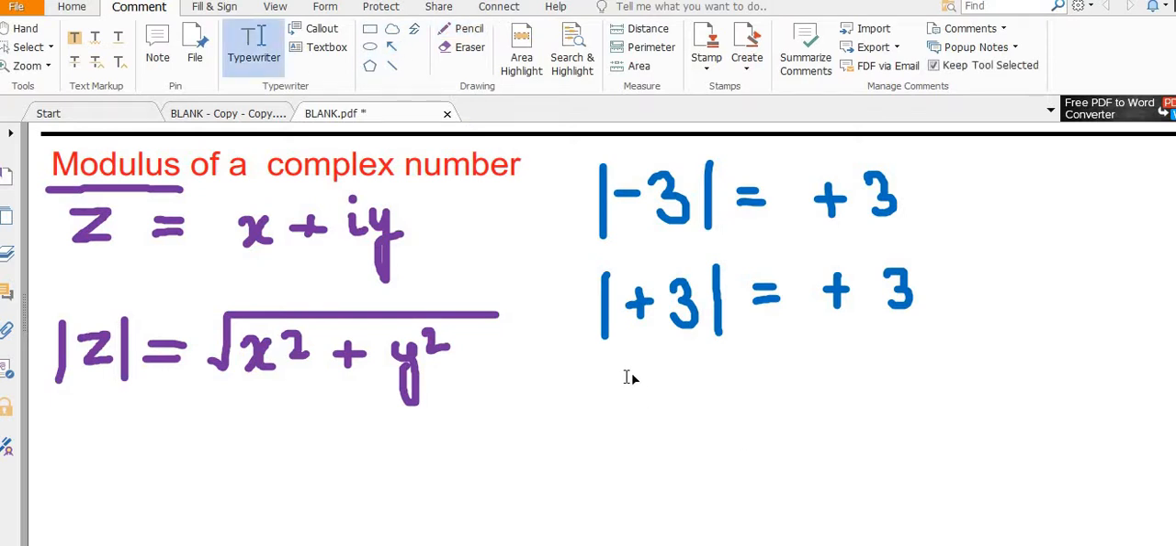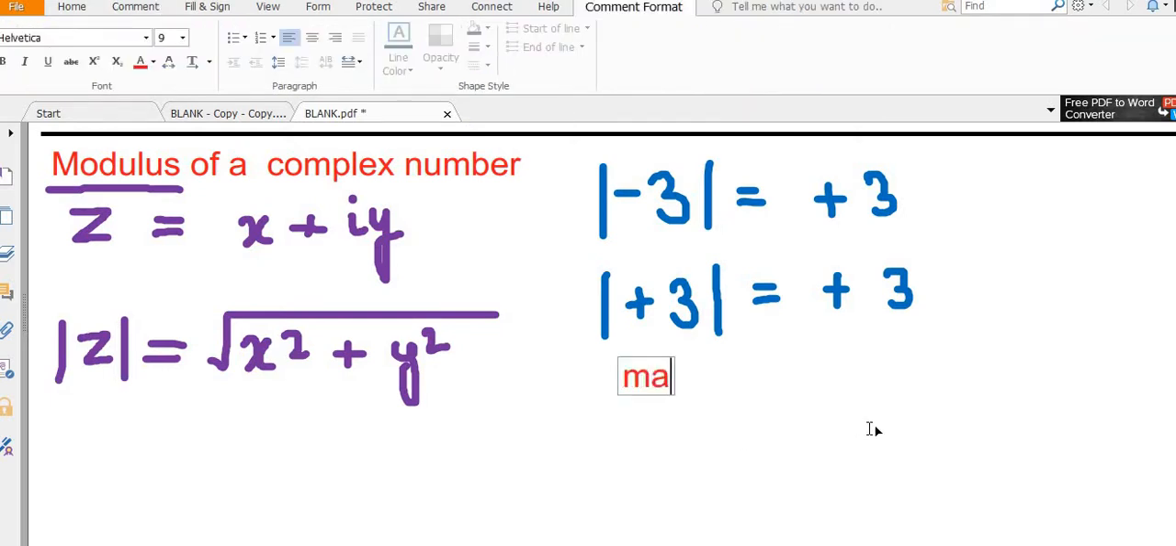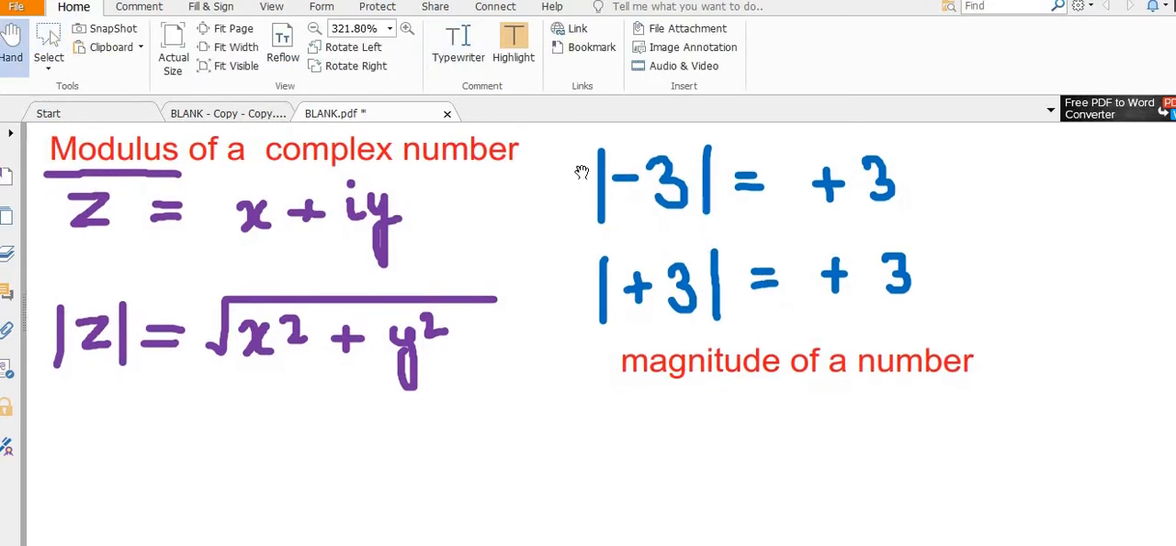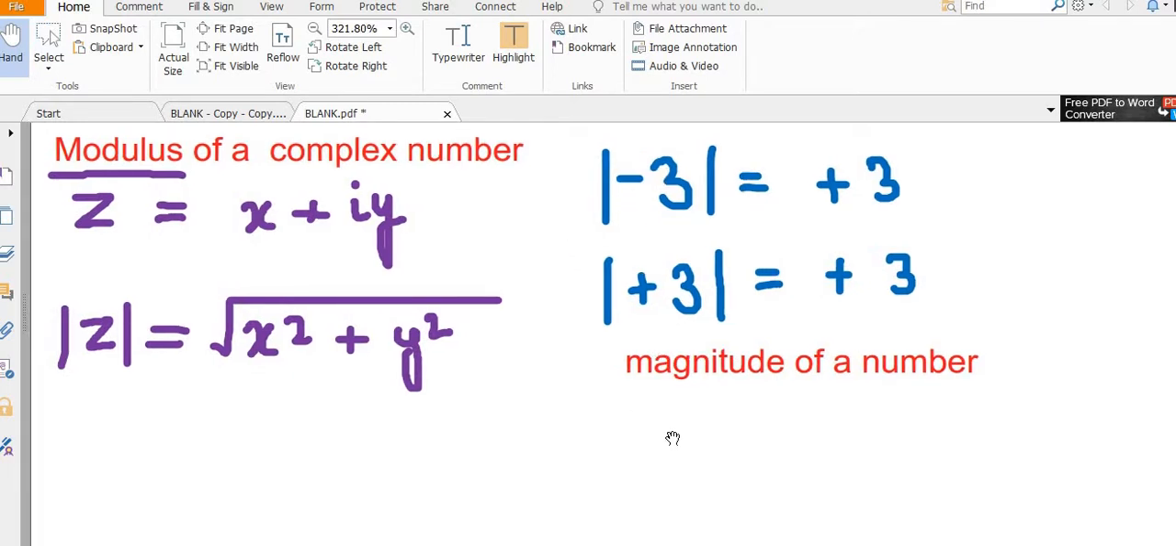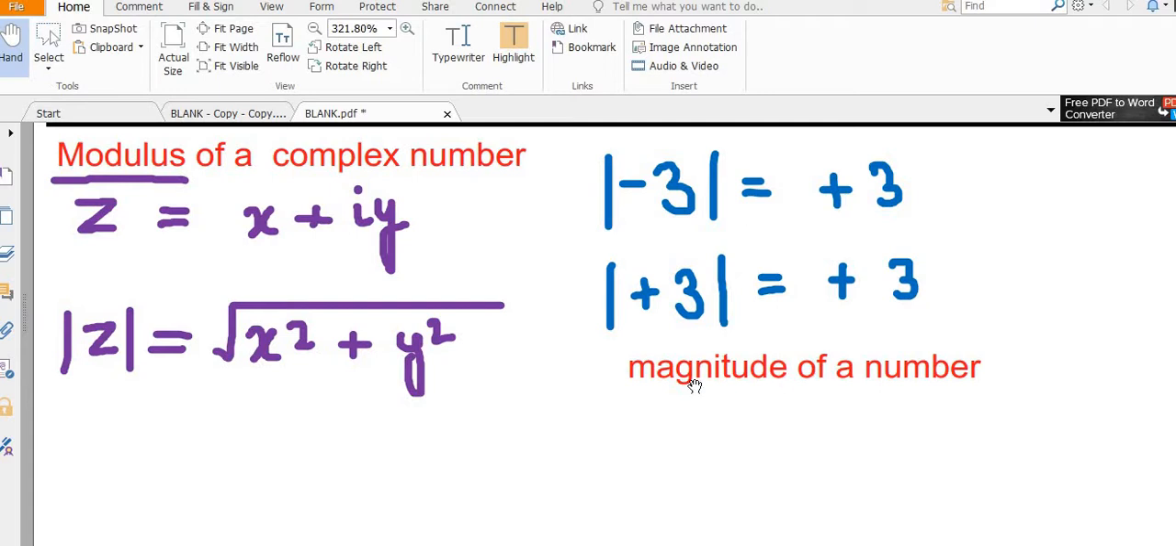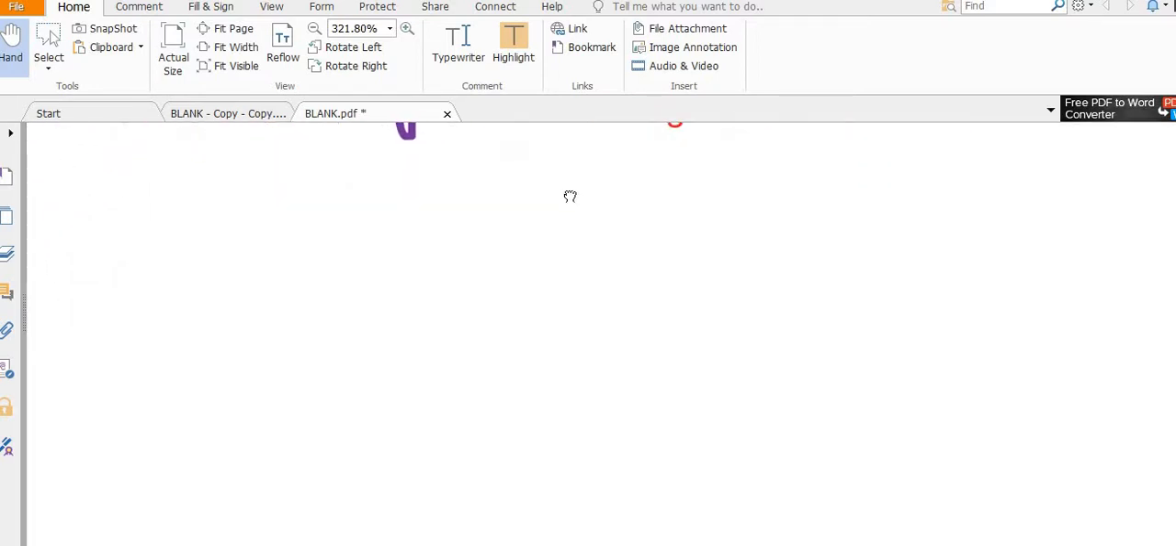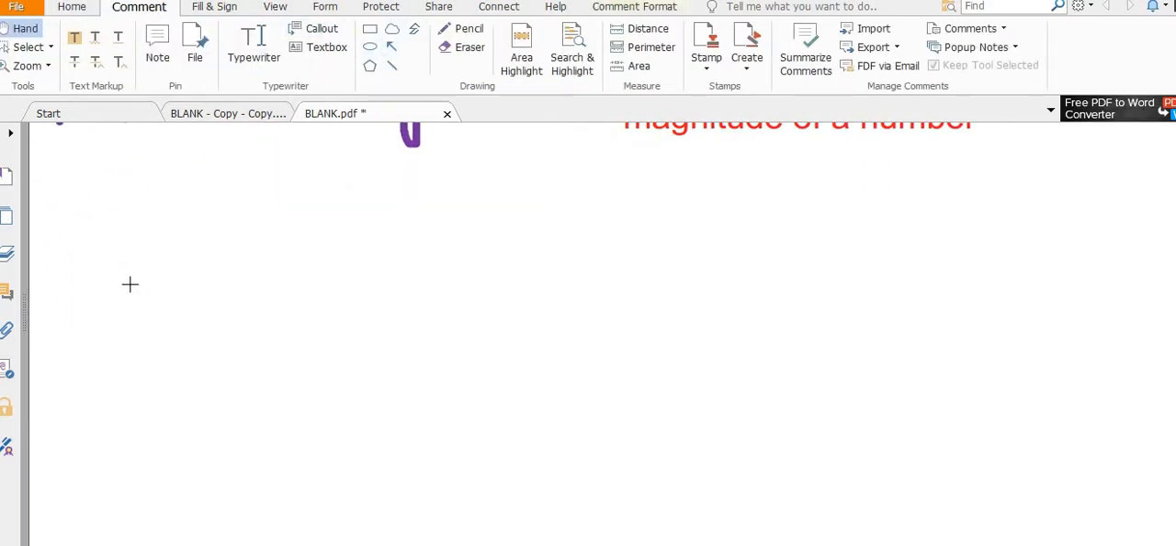What is this modulus all about? This modulus essentially has another meaning. We can refer to modulus as the magnitude of a number. The magnitude of a number is referred to as the modulus of a number. So essentially, when we talk about how big the number is, what is the size of the number, that is when we talk about the modulus of a number or the magnitude of a number. How does this concept, the fact that it is a magnitude of a number, relate to a complex number? To know that, let's go back to another video that I had already talked about.